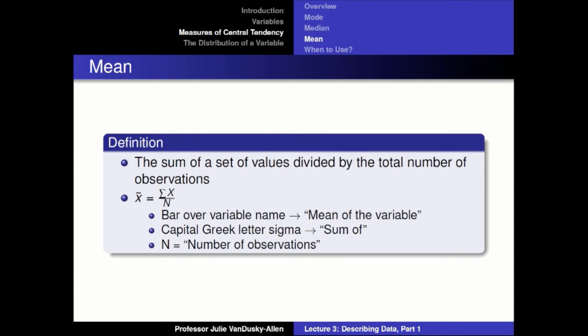The third measure of central tendency is the mean. The mean is the sum of a set of values divided by the total number of observations. Formally, the equation looks like this. X bar means the mean of X. Any variable with a bar over it indicates that it is the mean of that variable. The Greek letter sigma, capitalized, means the sum of. In this case, it means the sum of all the observations in X. And n means the number of observations.